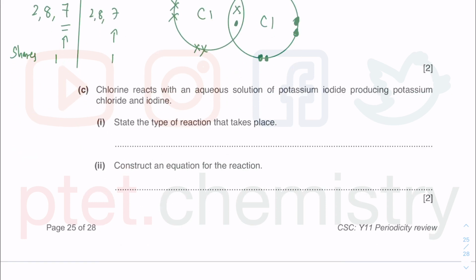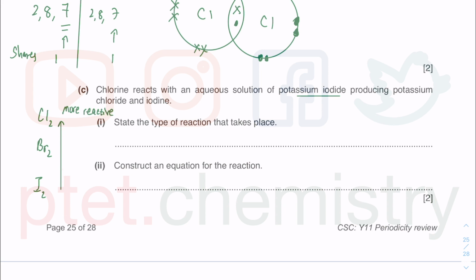Next up, chlorine reacts with potassium iodide. Remember the reactivities of the halogens. They become more reactive going up the group, or you can think about less reactive going down group 7.